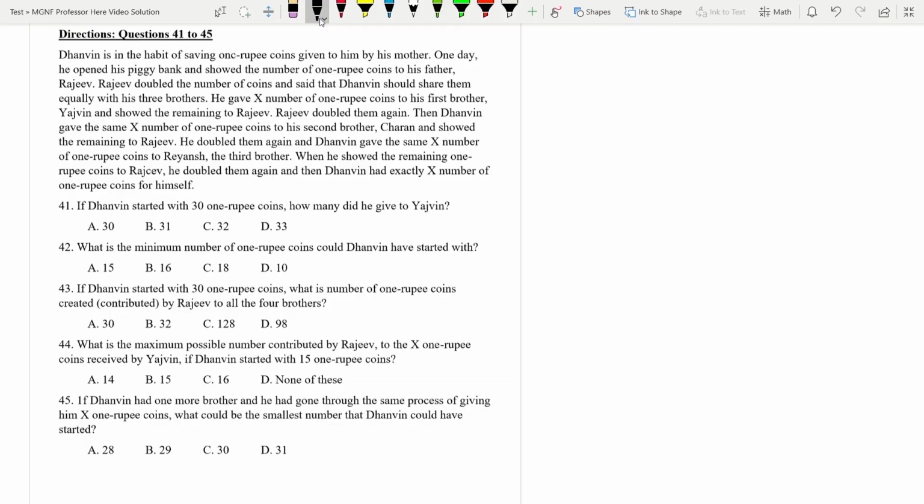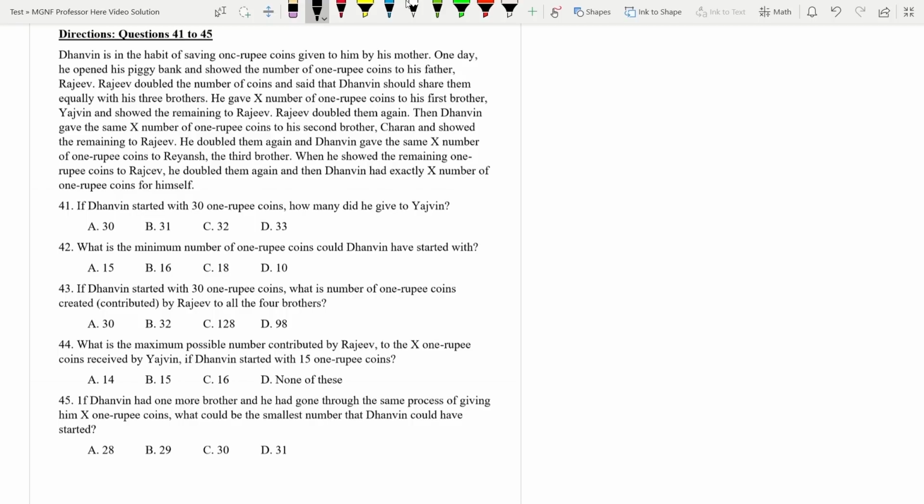Question number 41 to 45. You have to read this paragraph, and based on this paragraph, you have to answer the next 5 questions. So let's get into that. Dhanvin is in the habit of saving 1 rupee coins given to him by his mother. One day he opened his piggy bank and showed the number of 1 rupee coins to his father Rajiv. Rajiv doubled the number of coins.